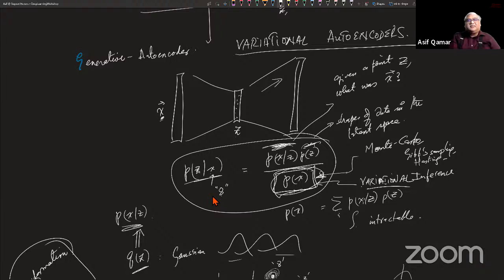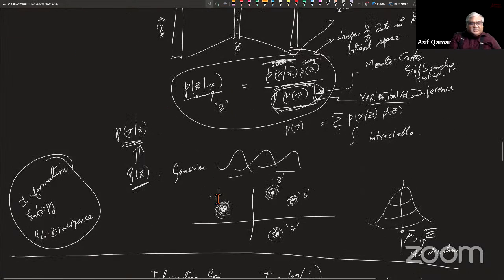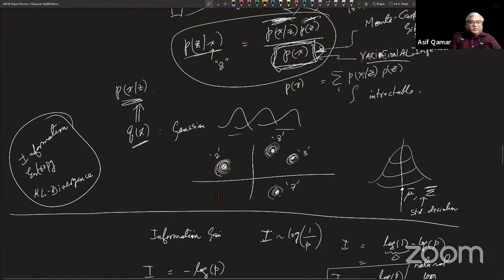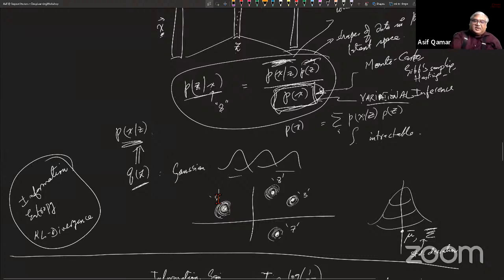Remember, this denominator, when we did Bayesian learning, was the source of trouble. One approach to deal with it was Monte Carlo. The other is variational inference. So a variational inference approach is not very magic. It is very straightforward, actually. Once you get the hang of it, what you're basically saying is, you have these pieces.